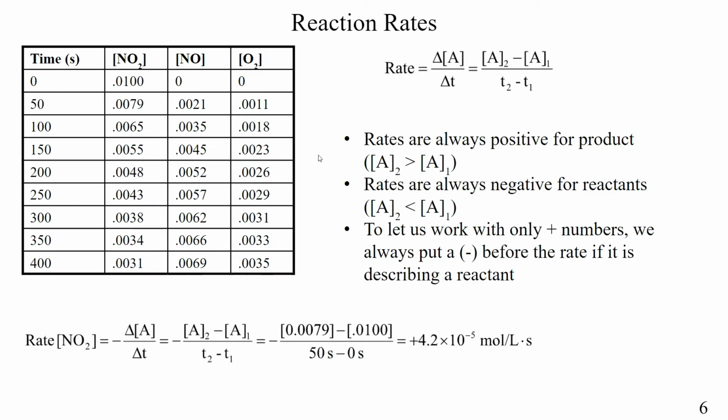So now let's look at the reaction rates, same data here, the NO2, NO, O2, same thing. We got to understand that when we're looking for rates, the rate is the change in concentration over change in time. So this delta is my final minus my initial, and this delta t is my final time minus my initial time. This is what we're always doing, everyone. We're always doing this equation here. Rates are always positive for product. Always. The rate for your product will always be positive.